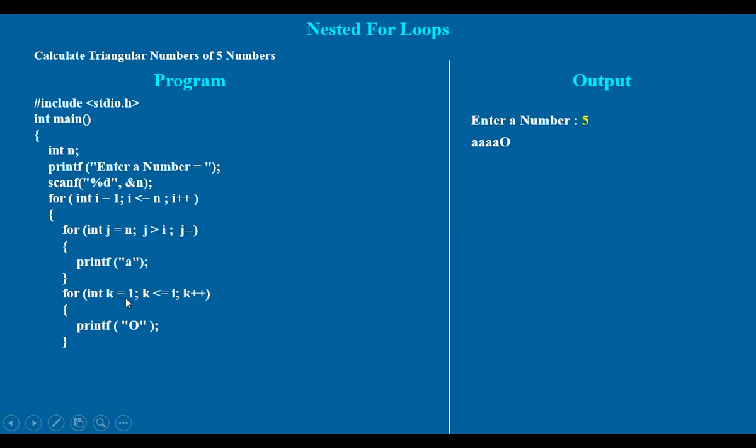K value initially 1, K less than or equal to 1 here, I is 1. So this statement will be executed. So 1 is printed here. When you execute this, 0 is printed. K is less than or equal to 1. Now again it tries. K has become 2. 2 is not less than or equal to 1. So it exits this group.